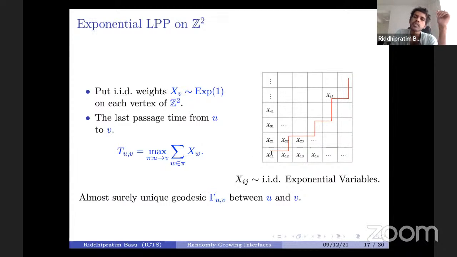Then you sum the random variables on that path. You sum x_w over w in pi. That gives you the weight of that path. And then you maximize that weight over all possible upright paths starting at u and ending at v. This maximum is what is called the last passage time between u and v. And how does it connect to the picture in the previous slide?